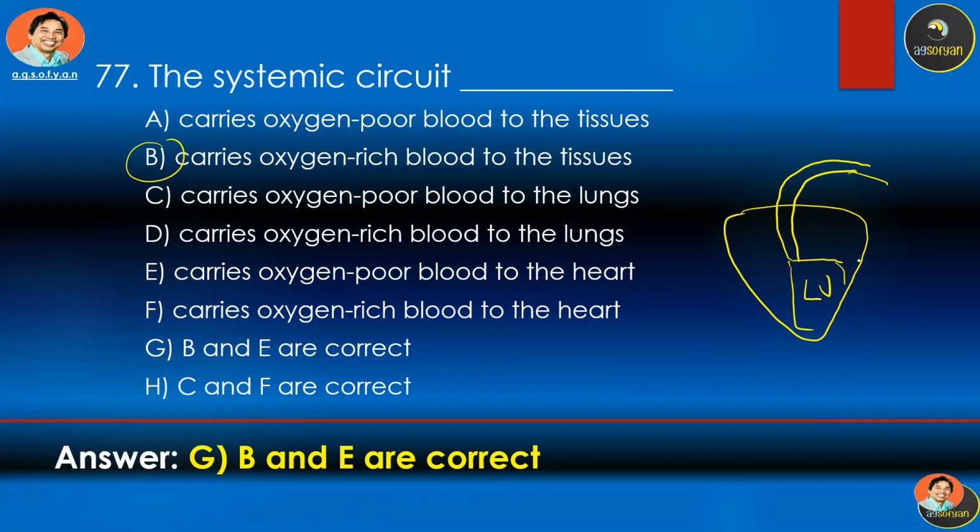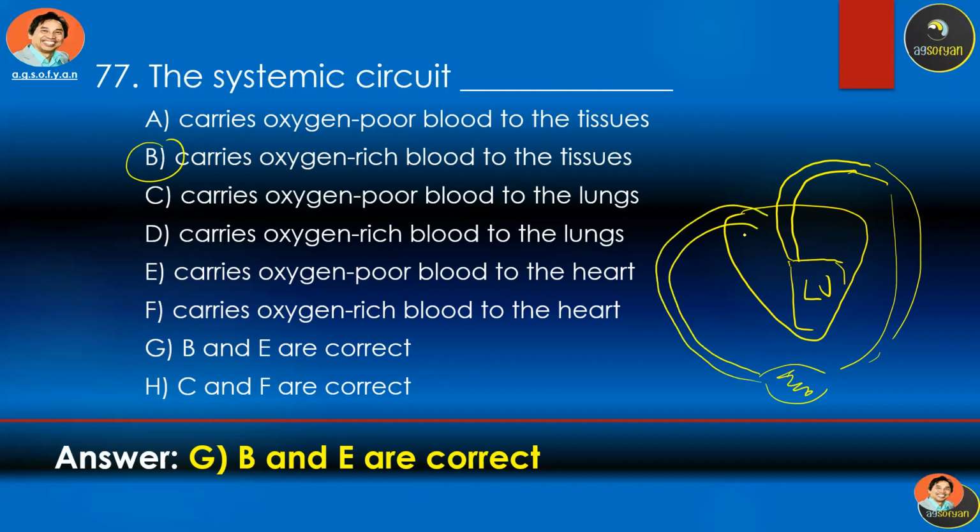Okay, and then from there, after delivering the blood to the tissue, which is in the capillary, the blood will be returned to the right atrium, and this blood is oxygen-poor blood. Okay, it's carried by veins. So poor blood will be returned, rich blood will be delivered to the tissue.